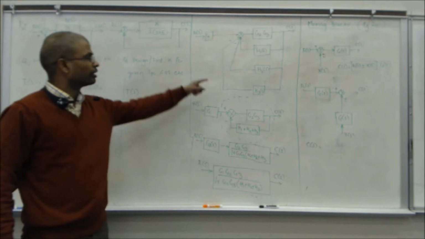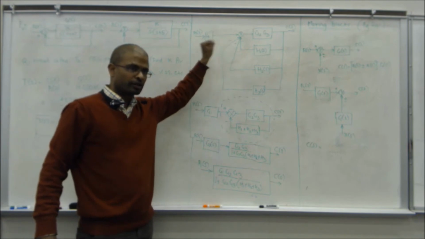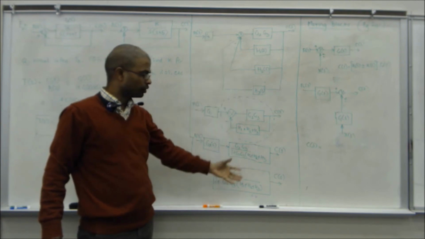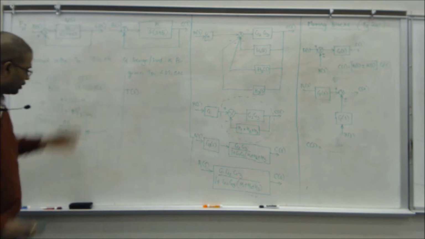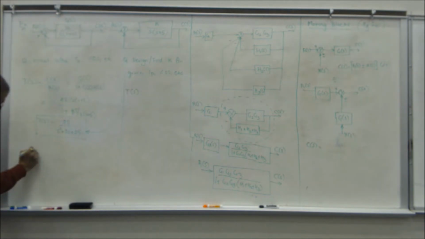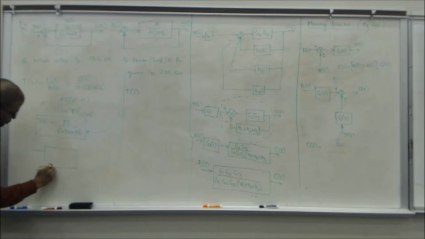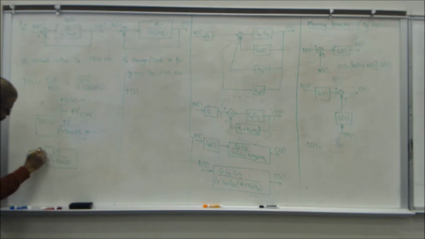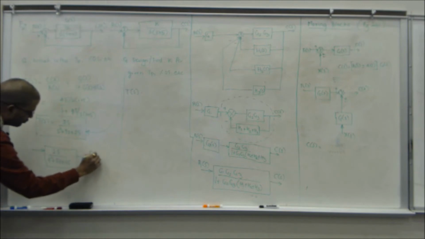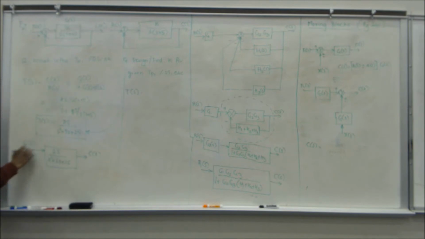Okay, so we did that, right? We compressed this into one equivalent block. You need to do that same thing here. So this equivalent block here is what? 25 over S square plus 5S plus 25. So the T of S is an equivalent block or the closed loop transfer function. So you need to arrive at the equivalent transfer function all the time.